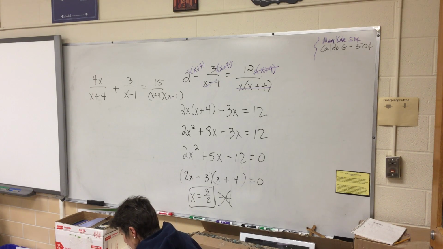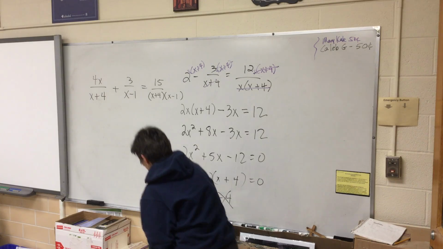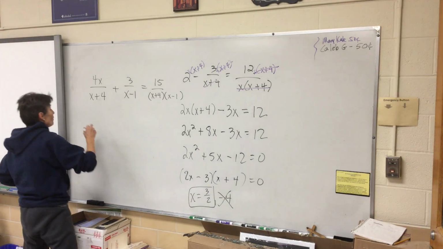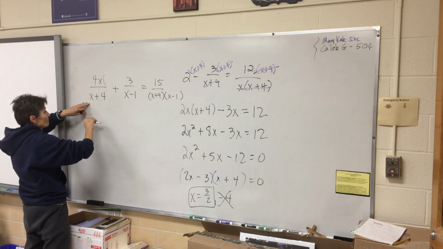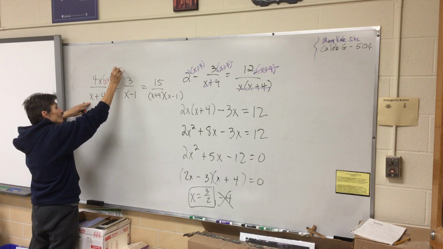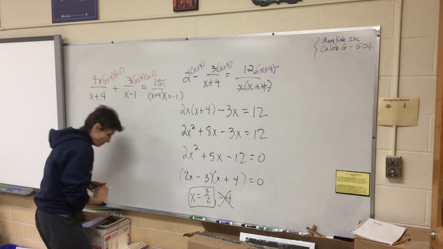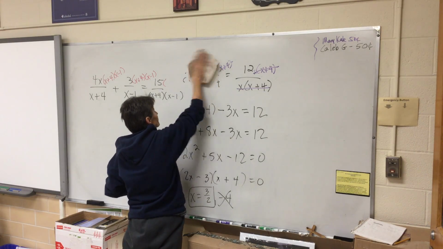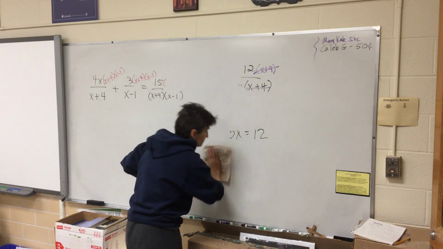Now, what are we trying to do here? What's our objective? We want to cancel our denominators, right? So what do you think we'll multiply by this time? I want to cancel out all three denominators. So what do I want to multiply by? x plus 4, x minus 1. Very good. You've got to multiply by the whole shebang, because we do not want to have any denominators left.